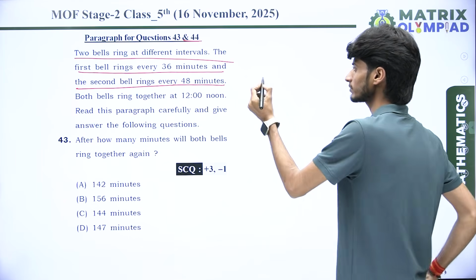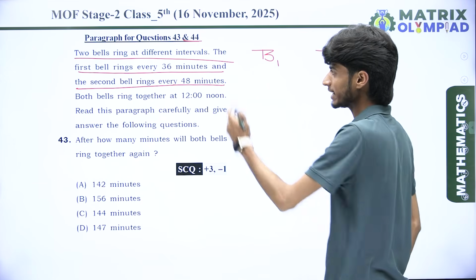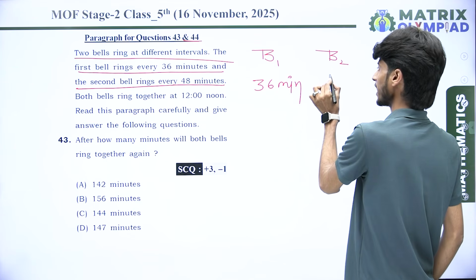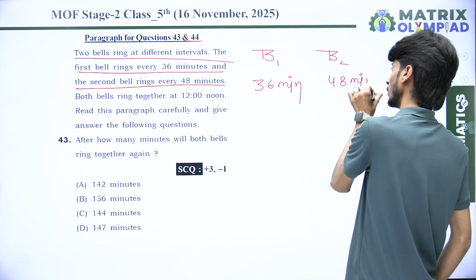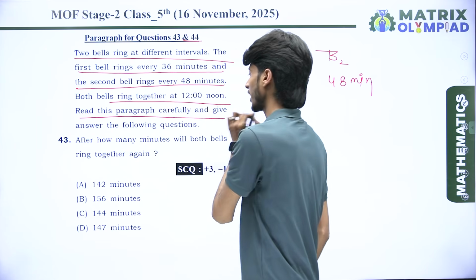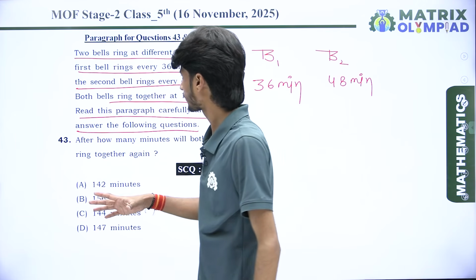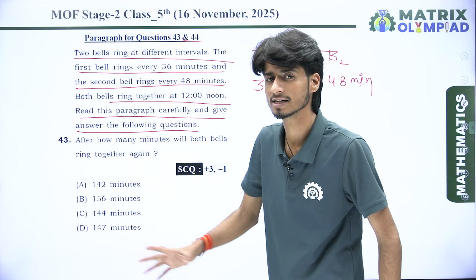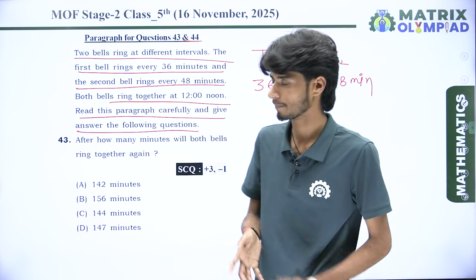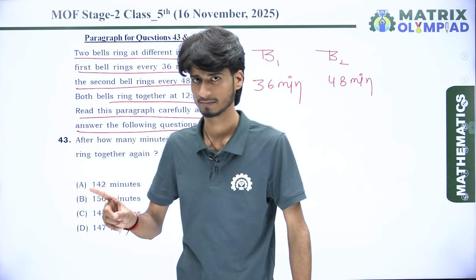We have two bells. Bell first and bell second. The first rings every 36 minutes, and the second bell rings every 48 minutes. Okay, fine. Both bells ring together at 12 noon. Read the paragraph carefully and answer the following questions. Look, if you want to find the answers of all those questions, then first of all, calculate and observe all the given data. Okay, so let's see. After how many minutes will both bells ring together again?